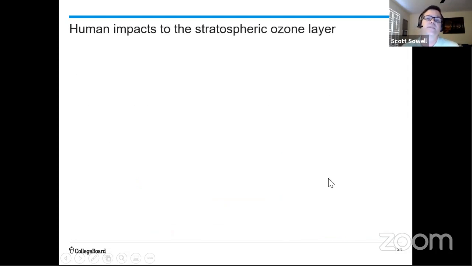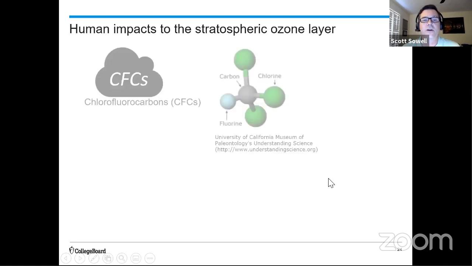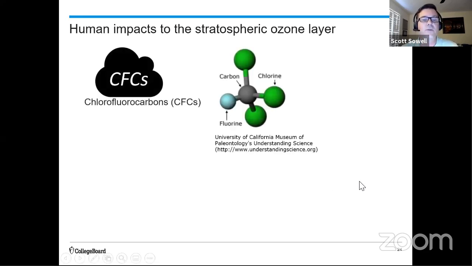So now we're going to look specifically at the human impacts to the ozone layer. And that starts with a class of chemicals called CFCs, chlorofluorocarbons.